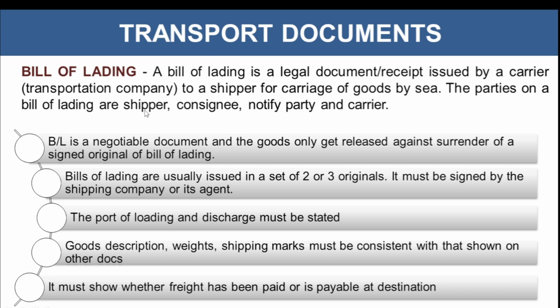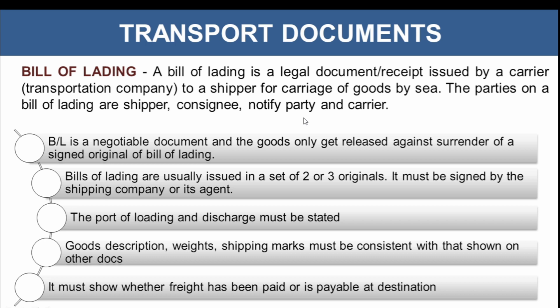The first one is the shipper. The shipper is the person who is sending the goods. It can be the exporter or the seller. Second is the consignee. The consignee is the person who takes delivery of the goods. The consignee may be different from the buyer or the importer. It may be the same also. So the consignee is the person who is taking the delivery of the goods.